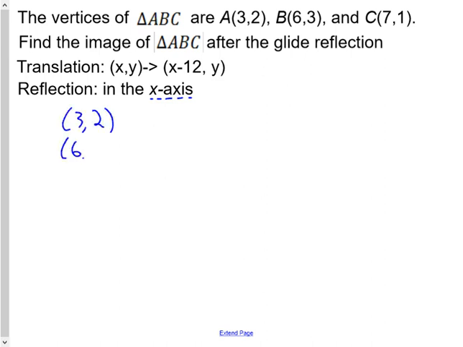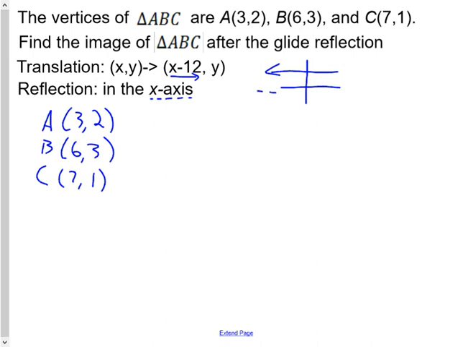Vertices of ABC are (3, 2), (6, 3), and (7, 1). Find the image and result of triangle ABC after the combination glide reflection, in which case we've got (x, y) goes to (x minus 12, y), where x is minus 12 and y stays the same. By doing this movement, we're basically going 12 to the left, and then we're going to flip over a horizontal line. So in this case, you're subtracting 12 from the x. That's literally all we're doing in this first transformation.